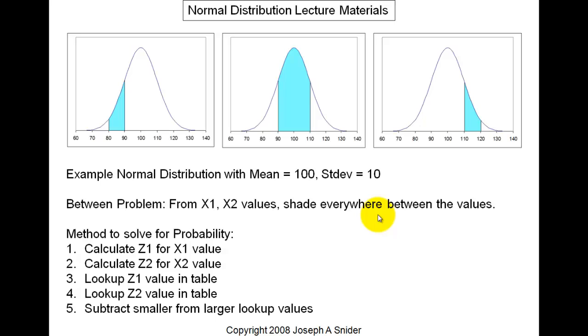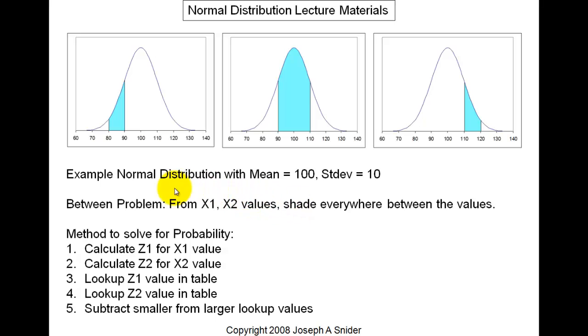The most complicated part is to calculate the area under the curve between two numbers. In the first case we have 80 to 90, in the second case 90 to 110, and in the third case 110 to 120. Even though these shaded areas are on different parts of the curve, it's still shaded area between two numbers and is calculated the exact same way. So the method is the same.